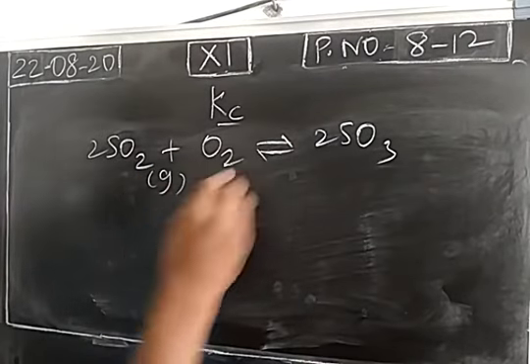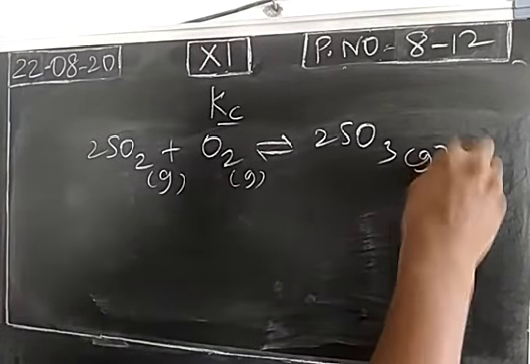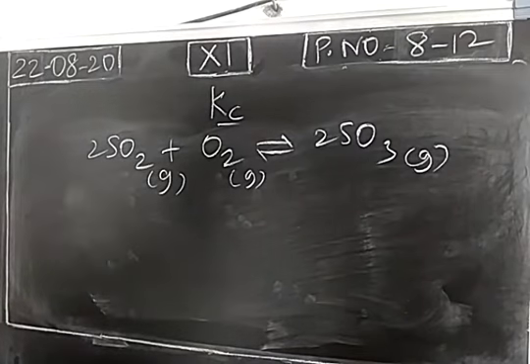So all the molecules are in the gaseous state. Sulfur dioxide gas combines with oxygen, it forms sulfur trioxide gas. Is this an example of a homogeneous or heterogeneous equilibrium reaction? Homogeneous equilibrium reaction: the reactants and the product are in the same phase.